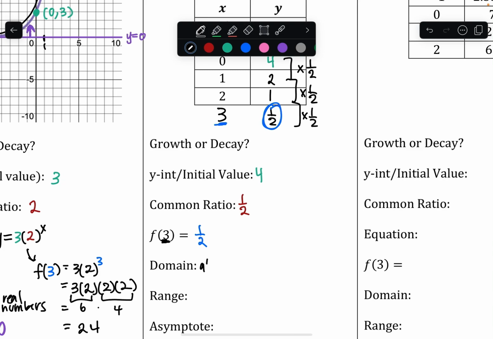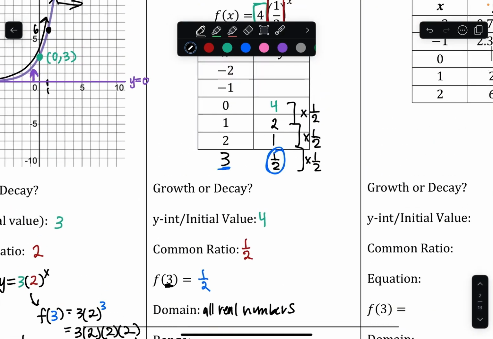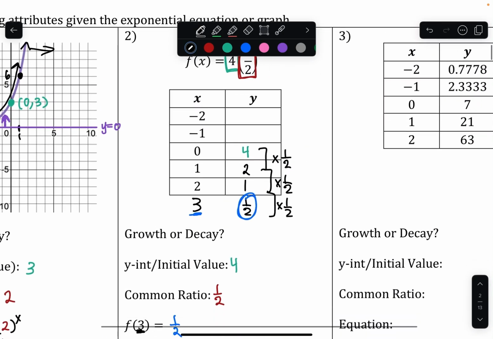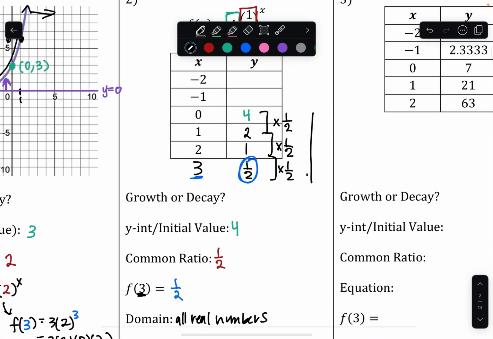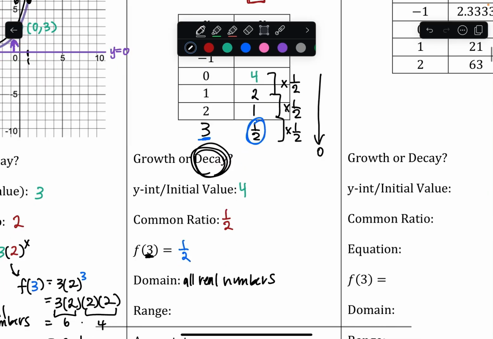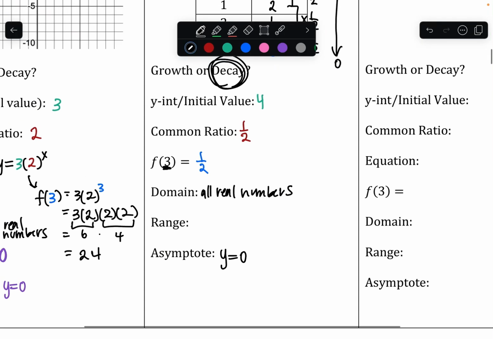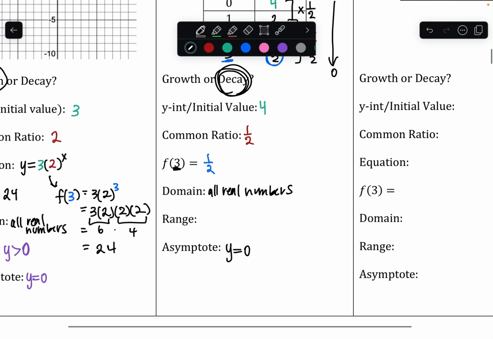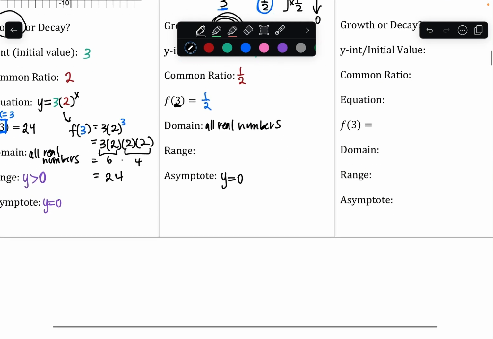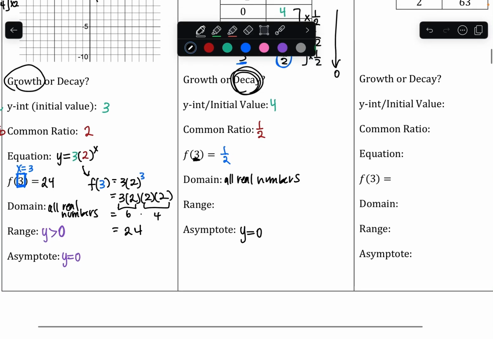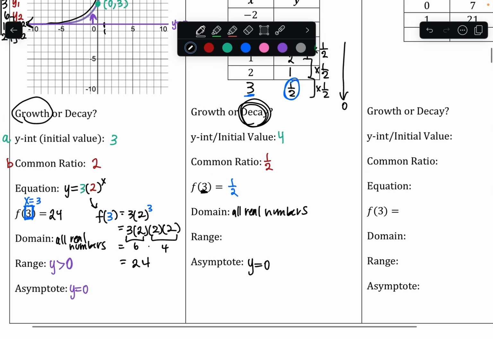Domain we know is all real numbers all the time. And then for the asymptote, we can see that this graph is approaching 0. So it is decay, it is approaching 0, and so that's going to be our horizontal asymptote. And for algebra 1, it typically is always y equals 0, but later in these notes, I'm going to show you examples that don't have y equals 0 as an asymptote.